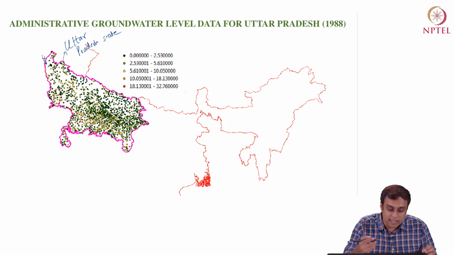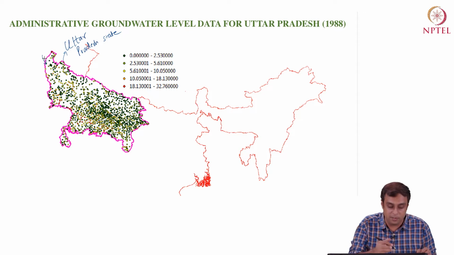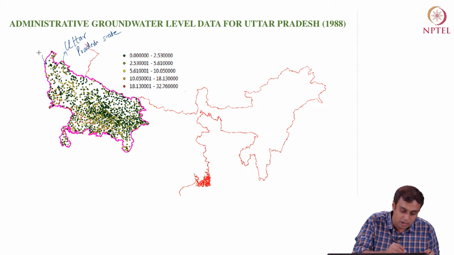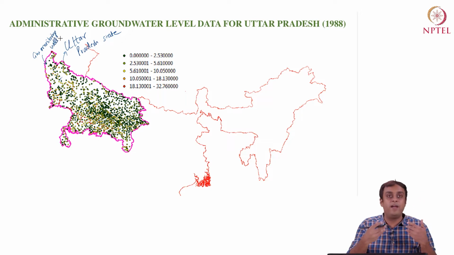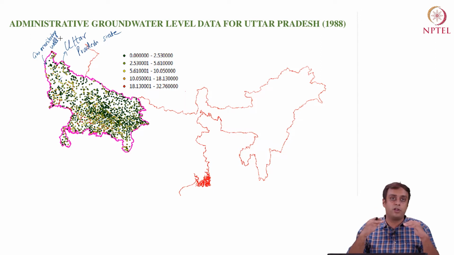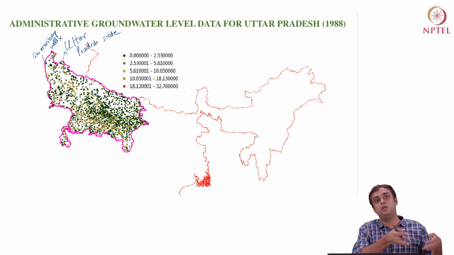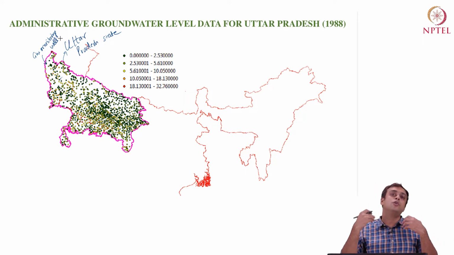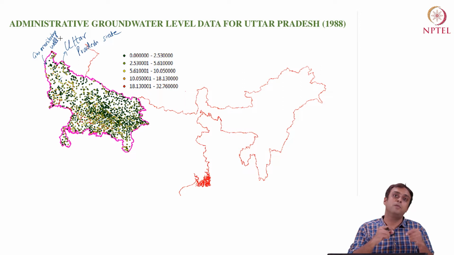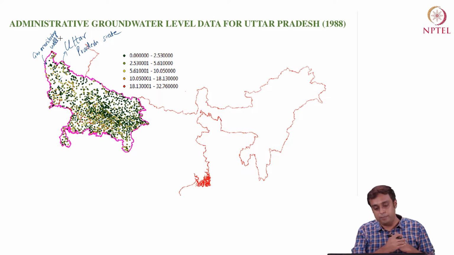Right now, in this picture, there are dots. These pointers are giving us the location of groundwater monitoring wells. These wells are owned by the agency, meant to monitor groundwater levels. Remember, they are not meant to be drawing water for consumption, either for domestic use, agricultural use, or industrial use. They are only for the purpose of monitoring the groundwater data.